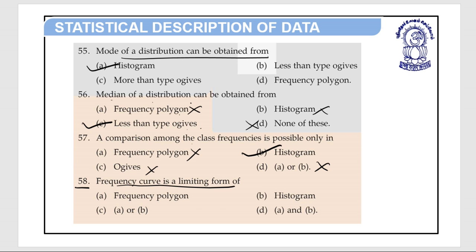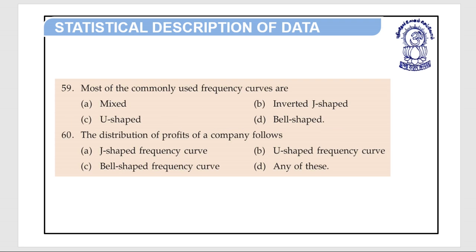Question number 58. Frequency curve is a limiting form of frequency polygon, no. Histogram, no. A or B, no. A and B, yes. So frequency polygon, yes. Histogram, yes. So option D, A and B. So next question.